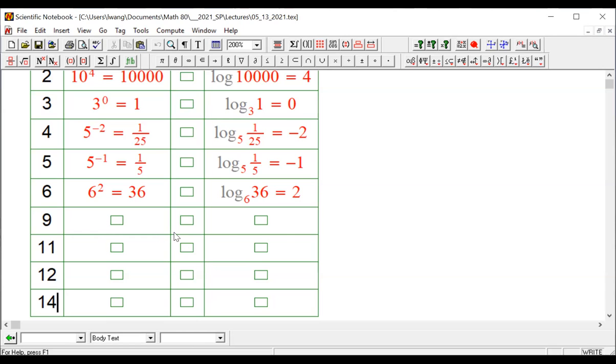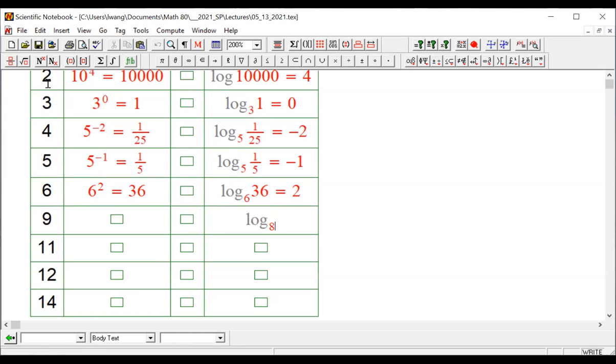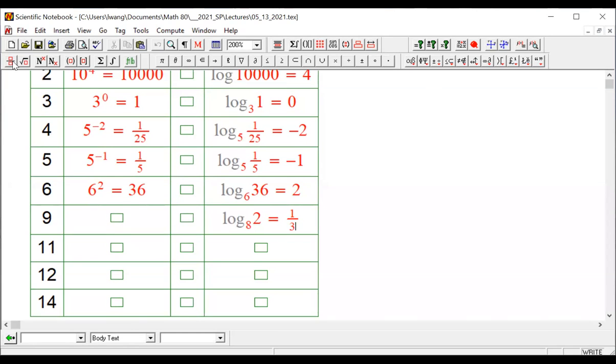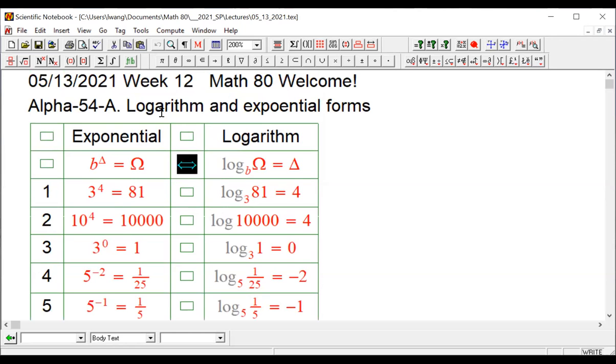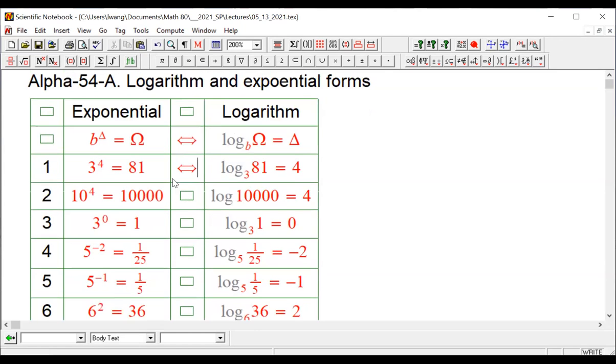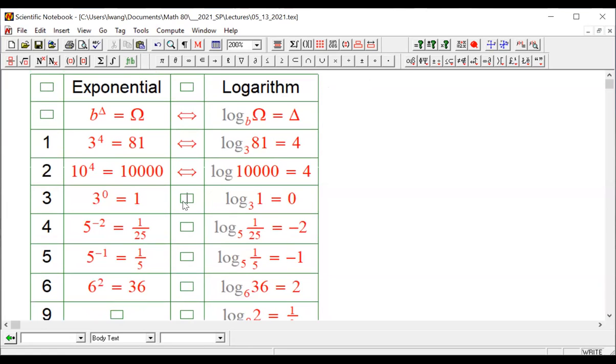Okay, number 9, we have log base 8 of 2 equals 1/3. You say, how come? Write the exponential form. Write the exponential form.